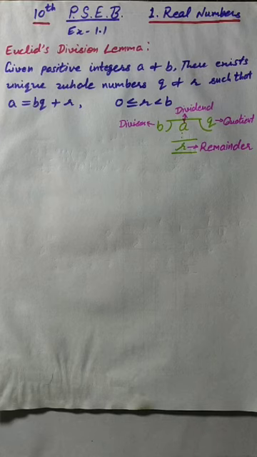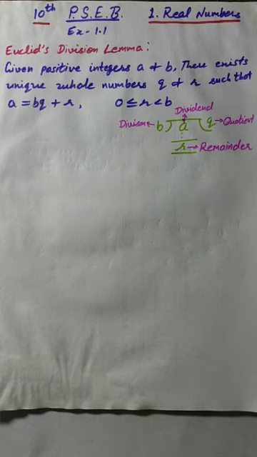Euclid division lemma: Euclid is the name of the mathematician. Division we all know, when we divide some number with some other number, and lemma is the process, the algorithm in which we solve the problems step by step.